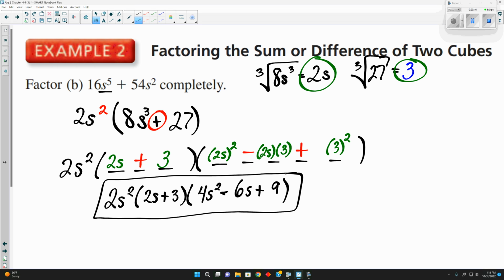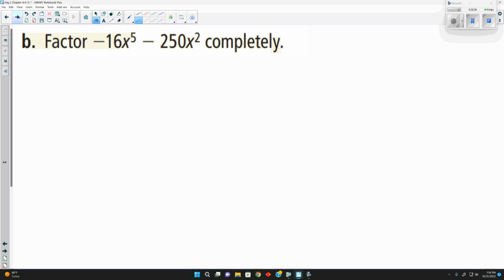We're going to look at one more because I feel like we need to get one more, especially one that had a greatest common factor to begin with. But are there any other questions on this here before we look at the next one? So the next one we're looking at is negative 16x to the 5th minus 250x squared.